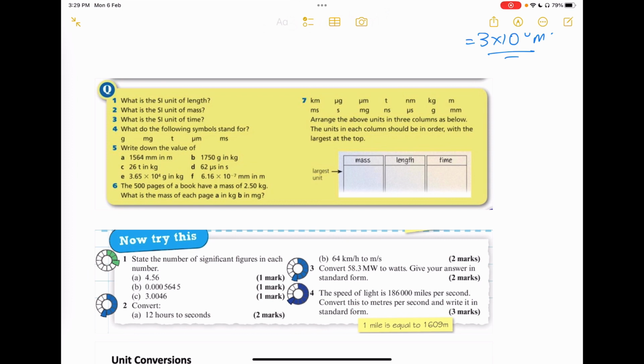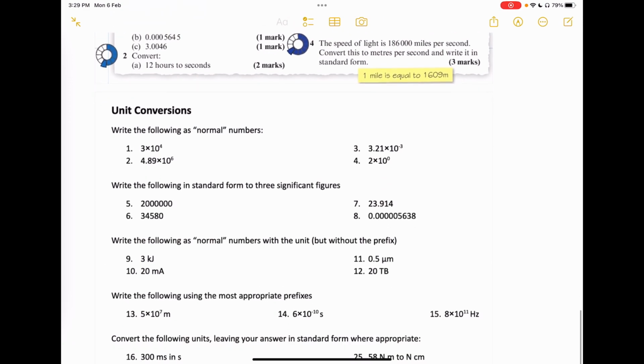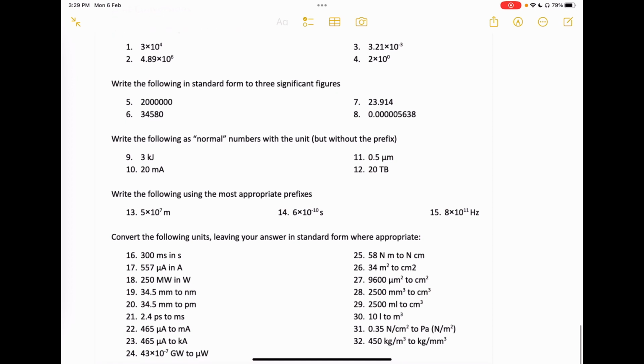So why don't you guys have a go at these questions here to practice your SI base units and using your prefixes, as well as these questions here to practice your conversion in different dimensions. I'll go through the answers in the next video.